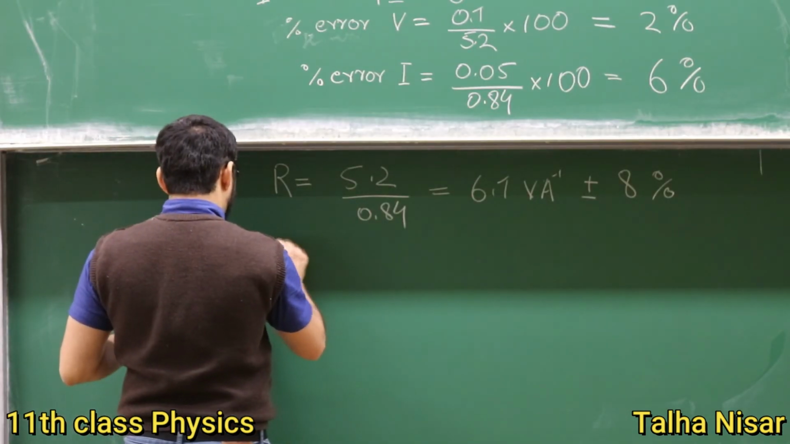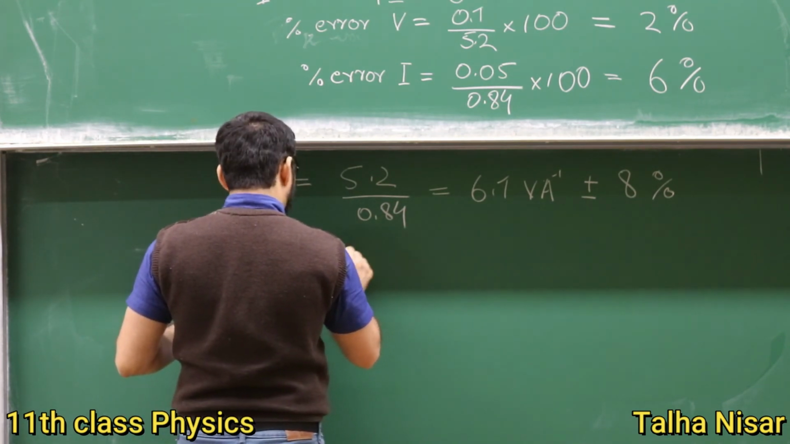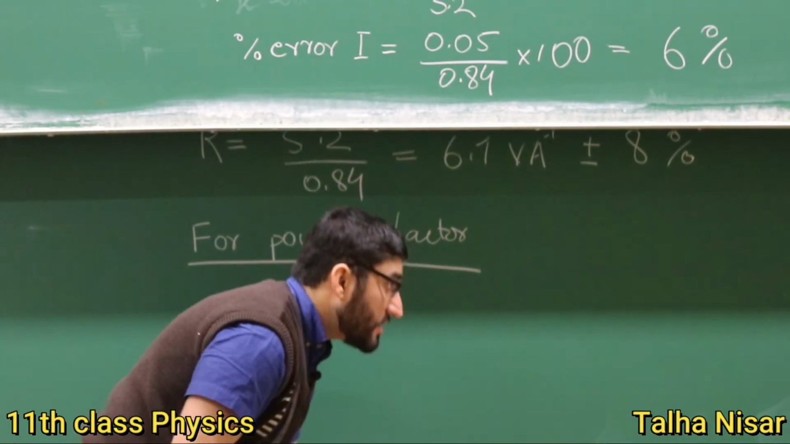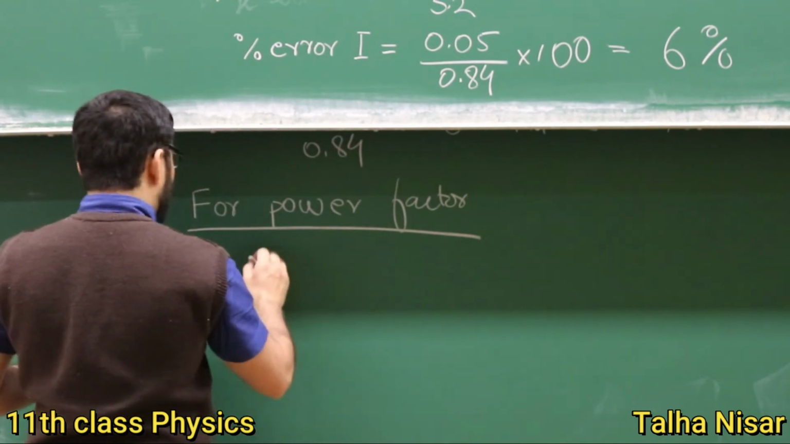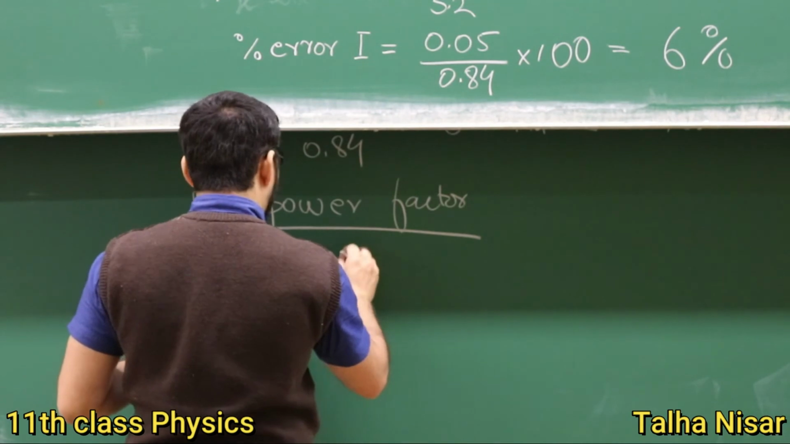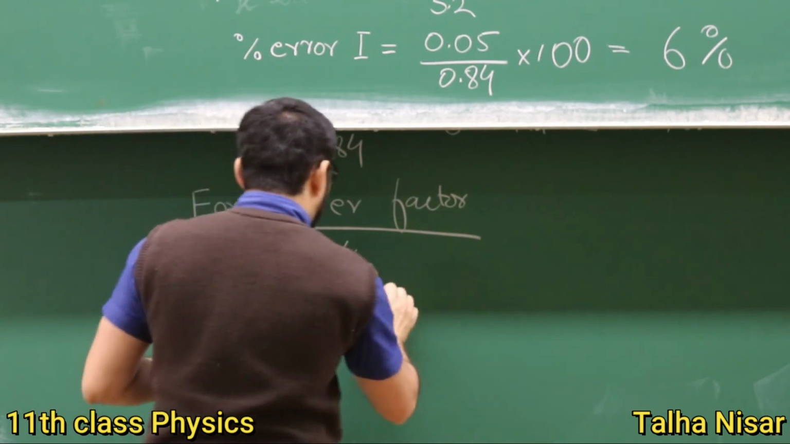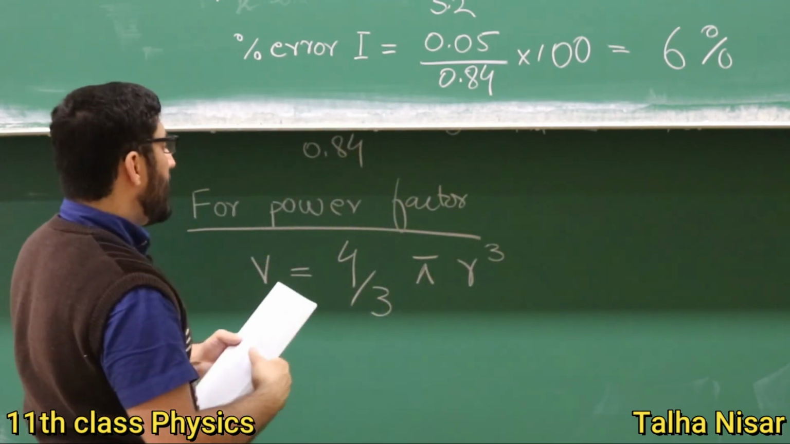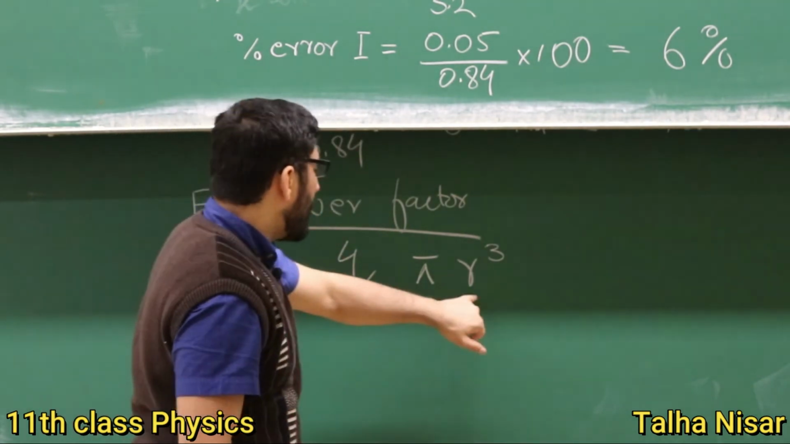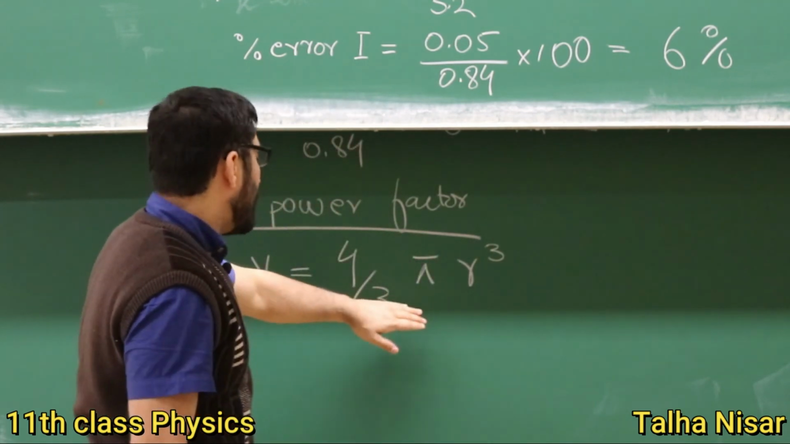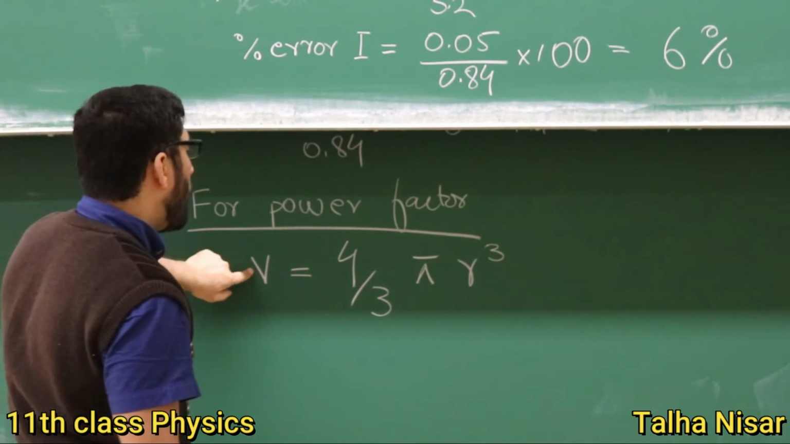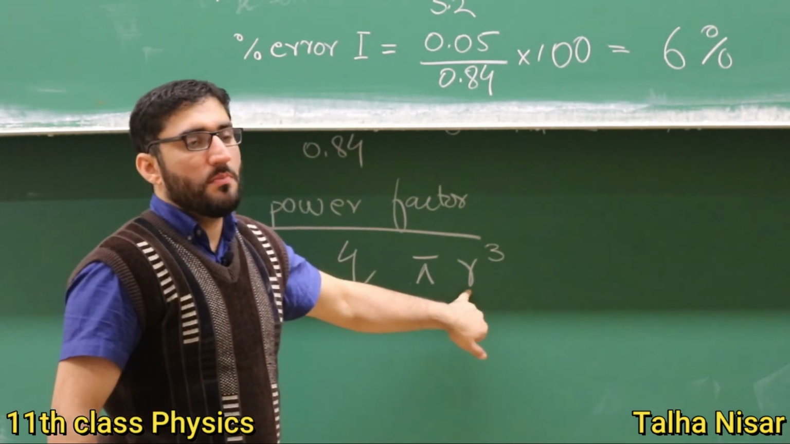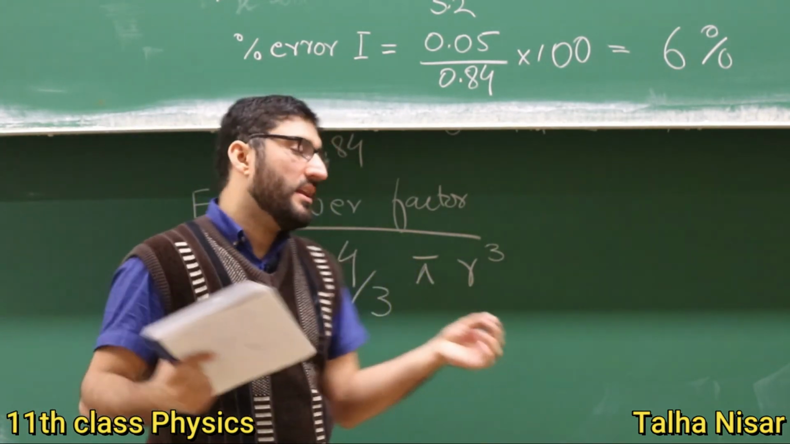So for the power case, what if we want to measure something which has a power? For example, if I ask you to measure the volume of some object, this is the formula for the volume of a sphere, with the R cube. So we have an object which has a radius, and then we want to calculate the volume of that object. Pi is a constant, we know the value of pi, and the only thing we need to measure is the radius. We measure the radius with the meter rod or vernier caliper or screw gauge.